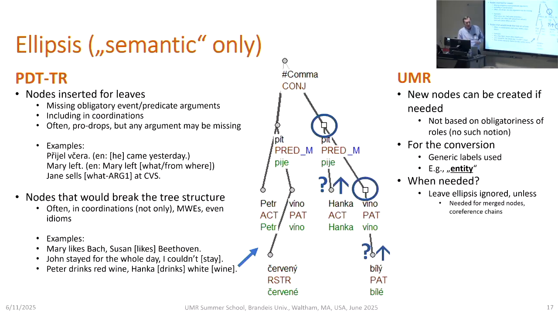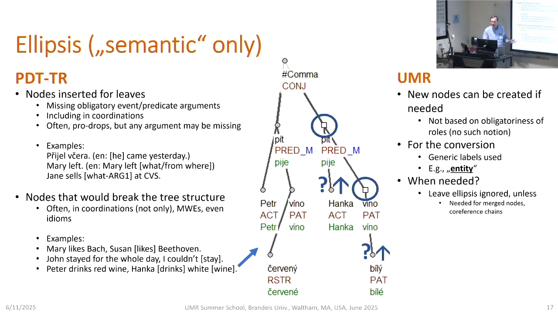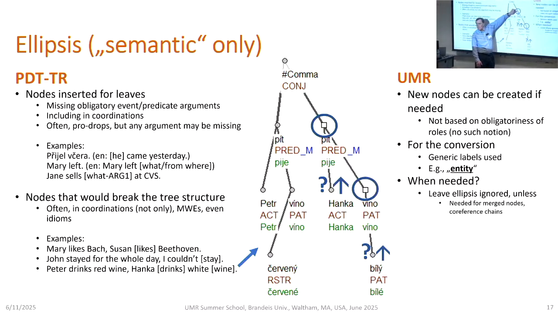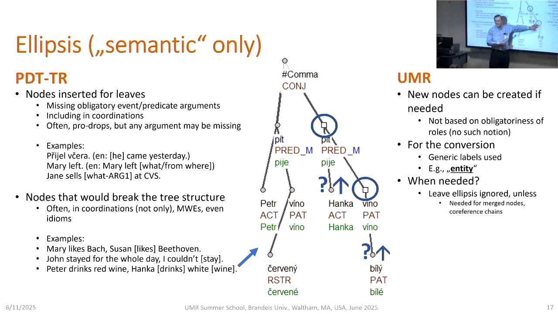Philosophers might disagree that it's clear from the sentence, but I would say it is. So we have to add both the predicate for drinking, so that we can say that Hanka is the actor of drinking. And also we have to add the node for wine, because otherwise the white attribute would be just hanging out of nowhere. Because it's a description of which type of wine. Okay, so these two nodes are added in order to describe it better.